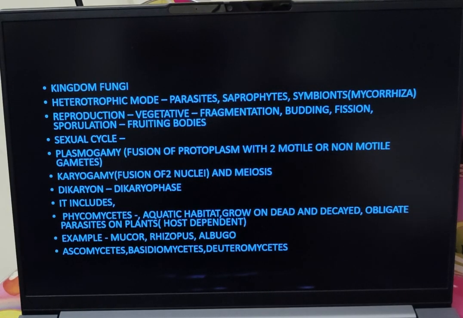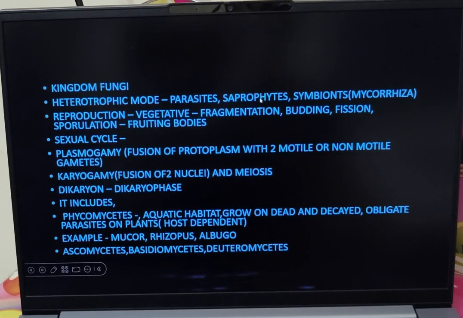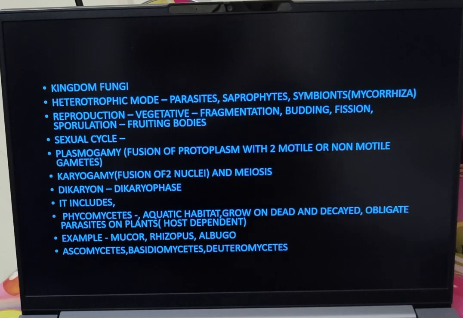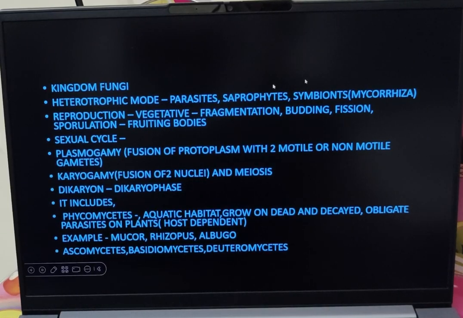Saprophytes, fungi for example, they grow on dead and decayed matter, even bacteria. Symbionts, lichens. Lichens are the combination of algae and fungi together, which live together and they benefit each other. Reproduction is vegetative. They undergo fragmentation, budding, fission, sporulation. Fruiting bodies develop the hyphae into spores.